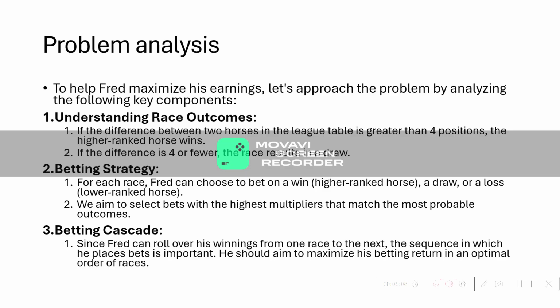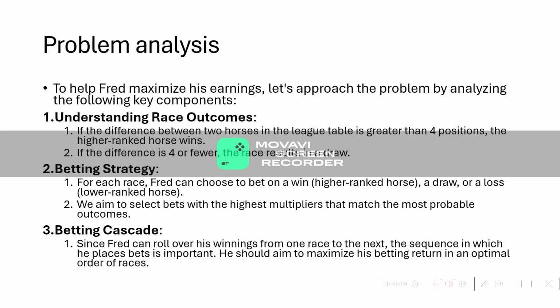And if the difference is 4 or fewer, the race results in a draw. As for the betting strategy for each race, Fred can choose to bet on the higher ranked horse, in which case he wins, obviously, or a draw or a loss if he bets on the lower ranked horse. So we aim to select bets with the highest multipliers that match the most probable outcomes.